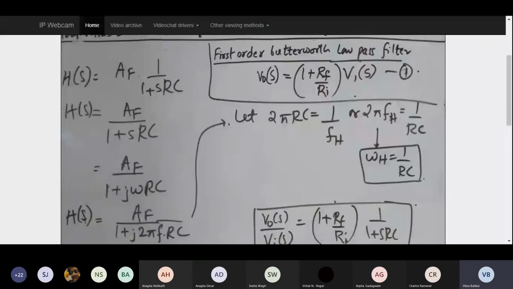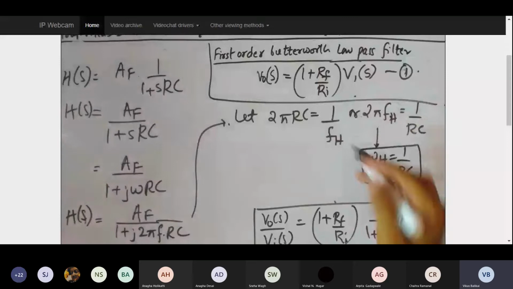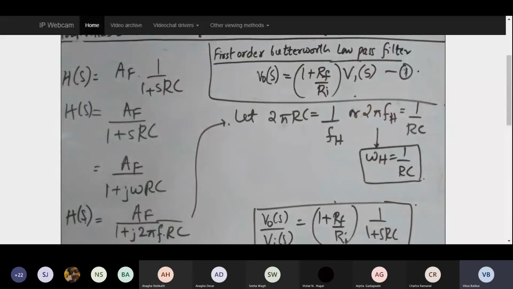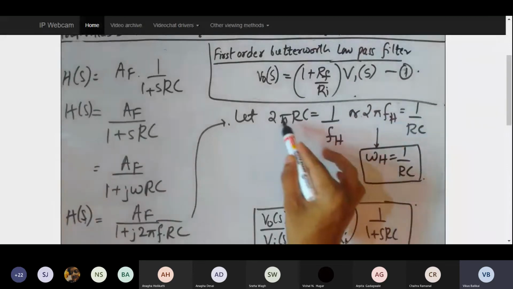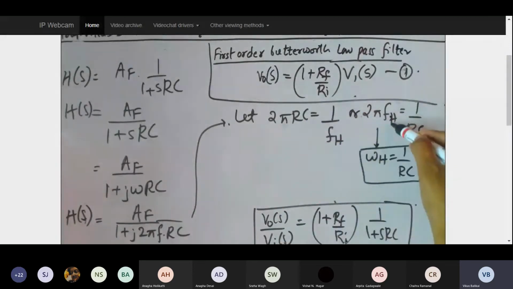When we try to understand the filter operation, I told you there should be one particular frequency beyond which the signal should be rejected. That is represented by this FH. How did I obtain it? I just replaced 2 pi RC by the term 1 by FH, and 1 by FH is nothing but your omega H. Because 1 by F is nothing but omega, I can write in terms of that, and in terms of time also. Pushing FH over here makes 2 pi FH equal to 1 by RC, and 2 pi FH can be written as omega H. So omega H is equal to 1 by RC. This is exactly the equation I am going to obtain.